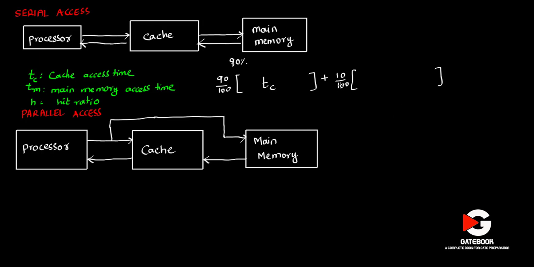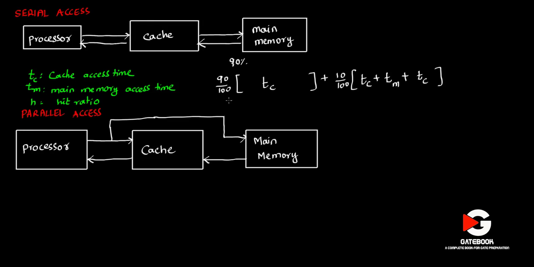Now in the 10% of the time, what happens? We go to the cache, spend some time there, and realize that the required data is not available. Then we visit main memory. After visiting the main memory, we transfer the data to the cache. That entire thing is the main memory access time, so let's take it as Tm. Once the data is available in the cache, we access the cache again. So this is the formula.